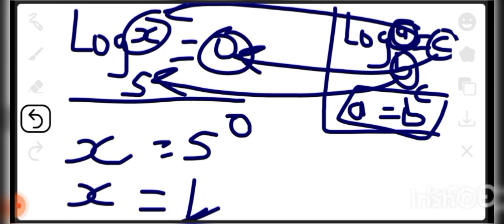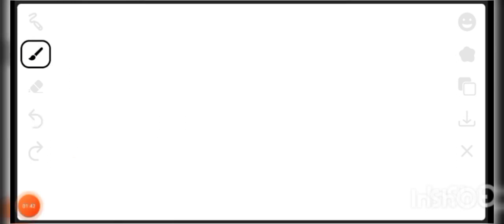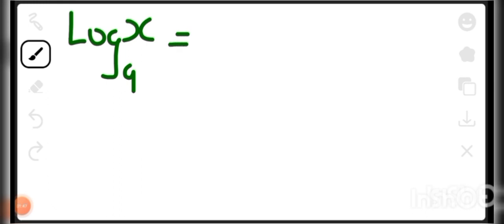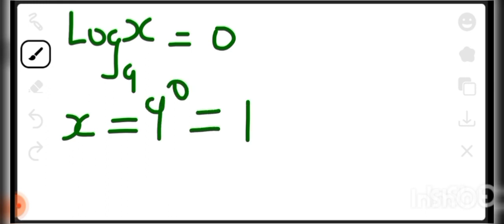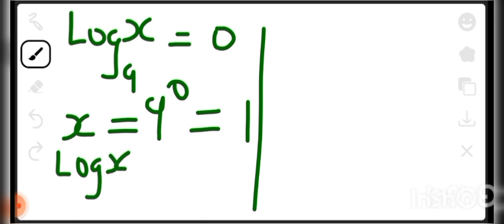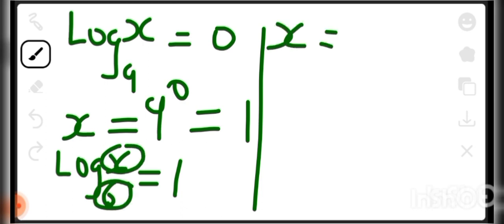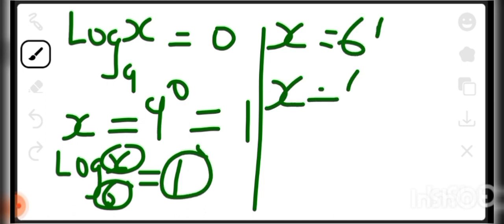So let's try more equations. Now let's see log x to base 9 is equal to 0. What will be the answer to this one? Our x will be equal to 9 raised to power 0, which is equal to 1 as well. Then let's say we have log x to base 6 is equal to 1. What will be x? Remember, x must be equal to the base, which is 6, raised to power the other side, which is 1. So x is equal to 6.